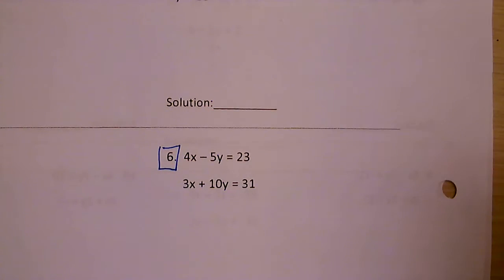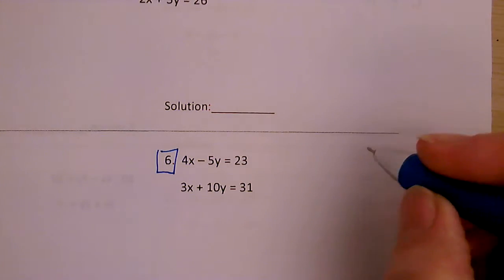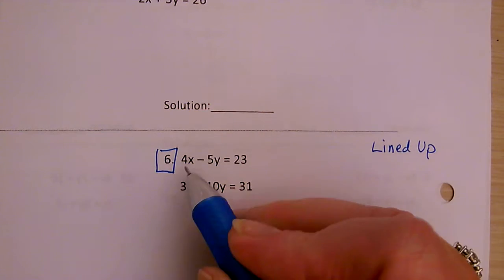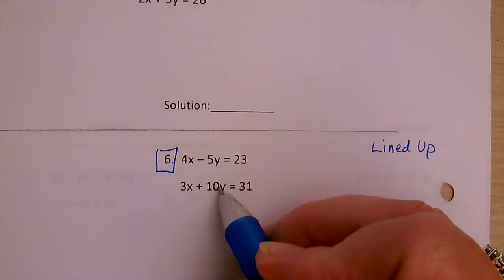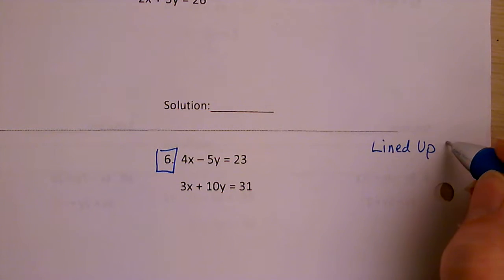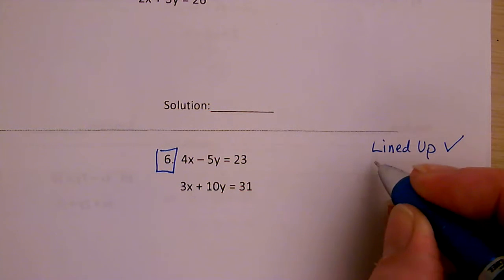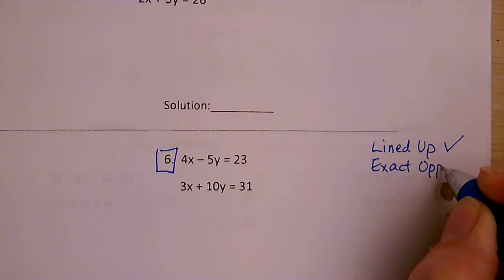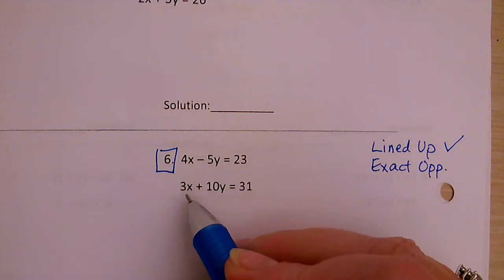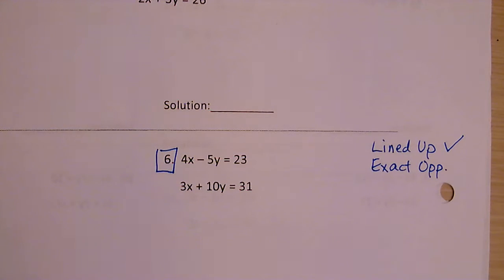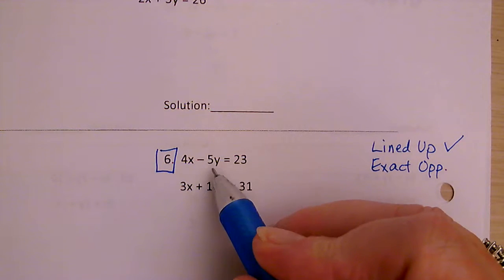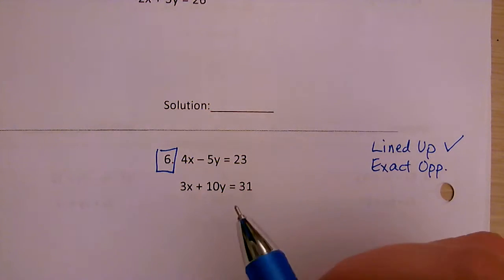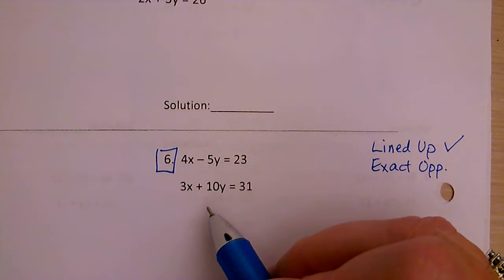Let's analyze it. The first thing we need to check is if it's lined up. And I see the x's and I see the y and the equal and the number. So yep, it's lined up. Then we're looking for those exact opposites. And I have a 4 and a 3. Well, that's not going to work. And a 5 and a 10. Nope. So I'm going to have to find a way to create opposites.